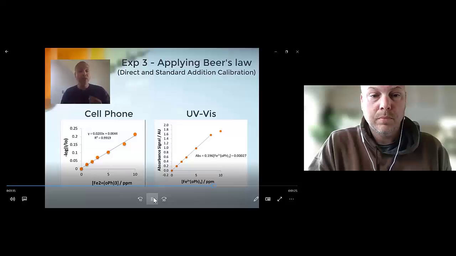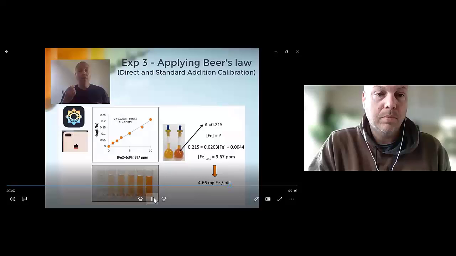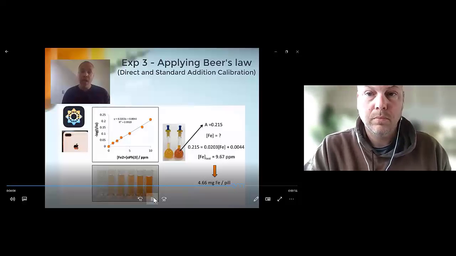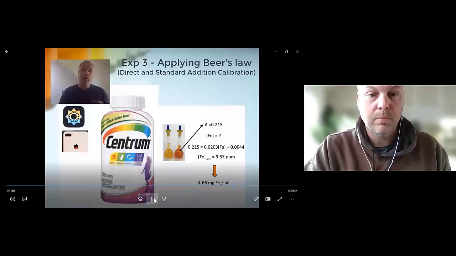And what you find is when comparing our cell phone app to a commercially available UV vis that has been selected for the wavelength of maximum absorption, you find that the cell phone app actually measures a 10-fold decrease in sensitivity. Students then measured the intensity of an extract solution and then back calculated the absorption for this. By then applying the calibration curve and Beer's law, they could calculate the concentration in their extraction solution and then back calculate the amount of iron located within a multivitamin tablet.